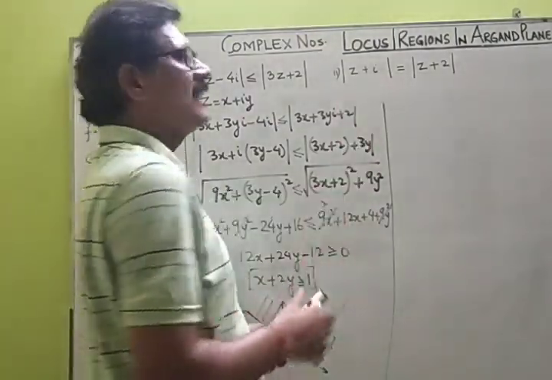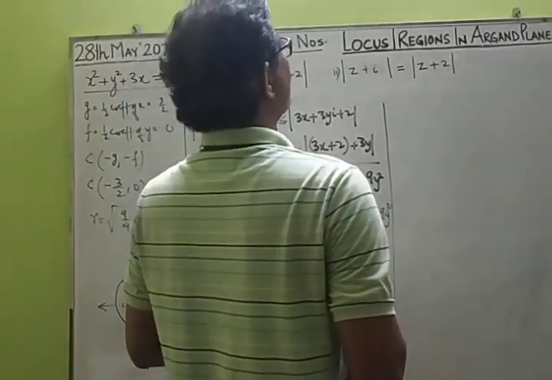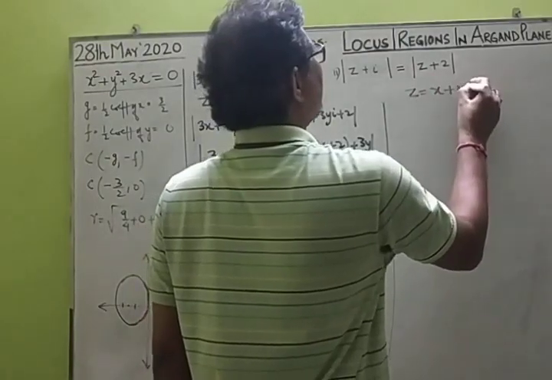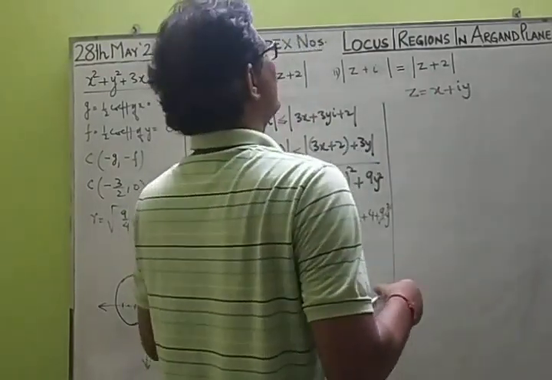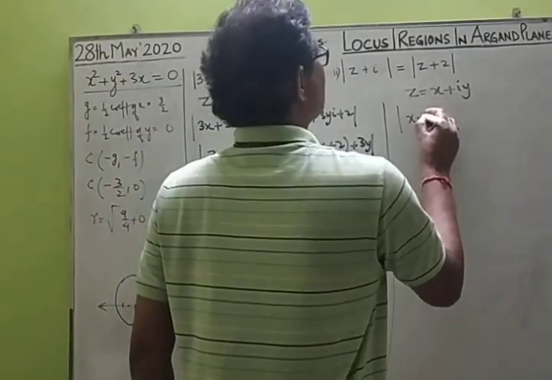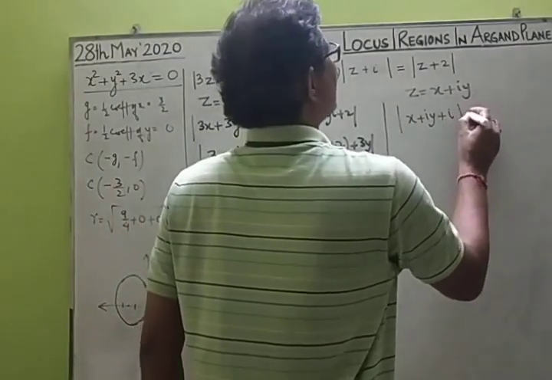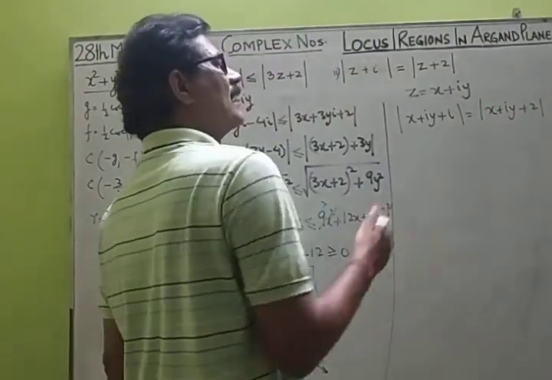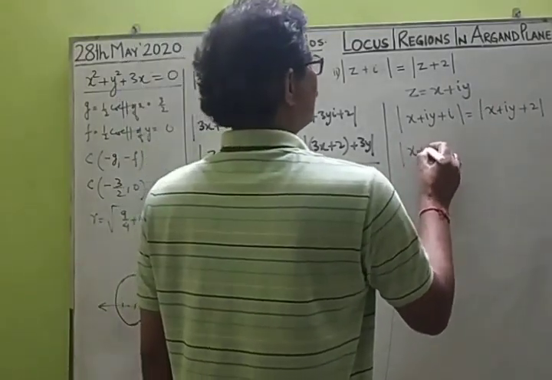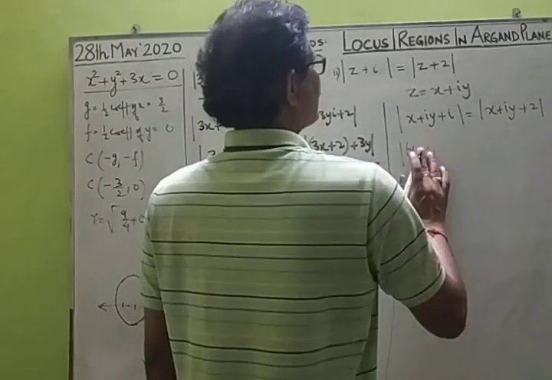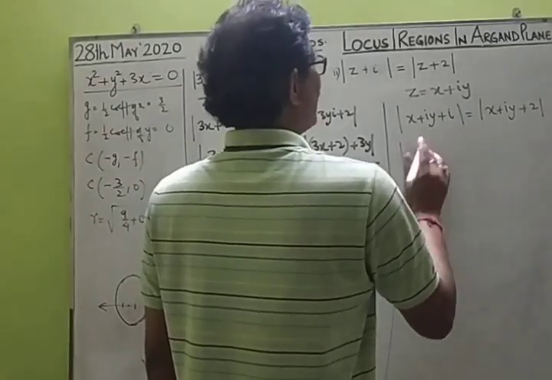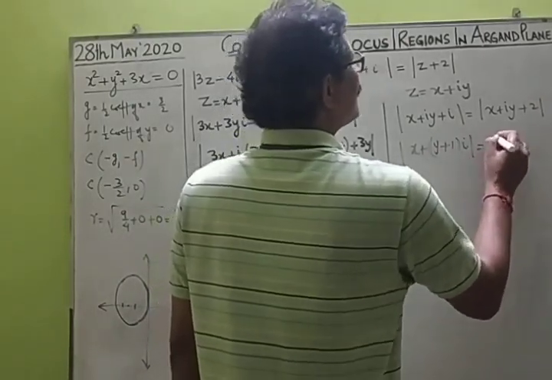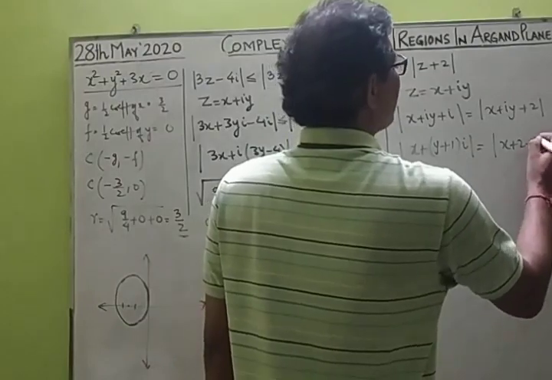Now moving on to the last question, we have mod of z plus i equals mod of z plus 2. So again, taking z as x plus iy, I simplify the equation. What do I get? I get modulus of x plus iy plus i is equal to modulus of x plus iy plus 2. Separating the real and imaginary parts, I get x plus (y plus 1) times i is equal to (x plus 2) plus iy.